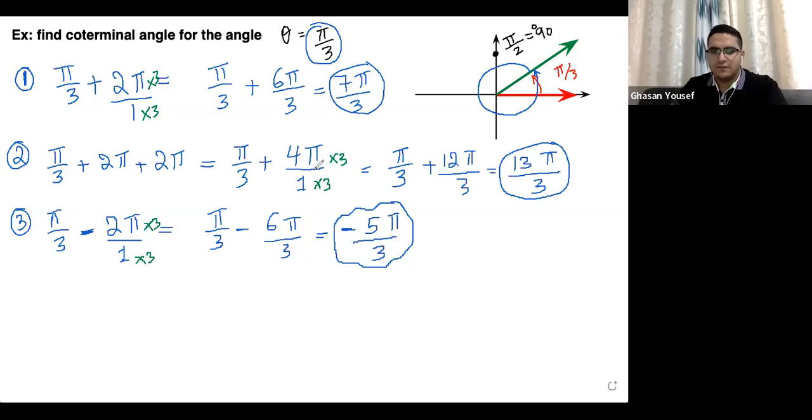Find two angles that are coterminal to the angle, for example, pi over 3. Okay, now another question here for the coterminal. So another example here will be similar to the coterminal, but in different words.